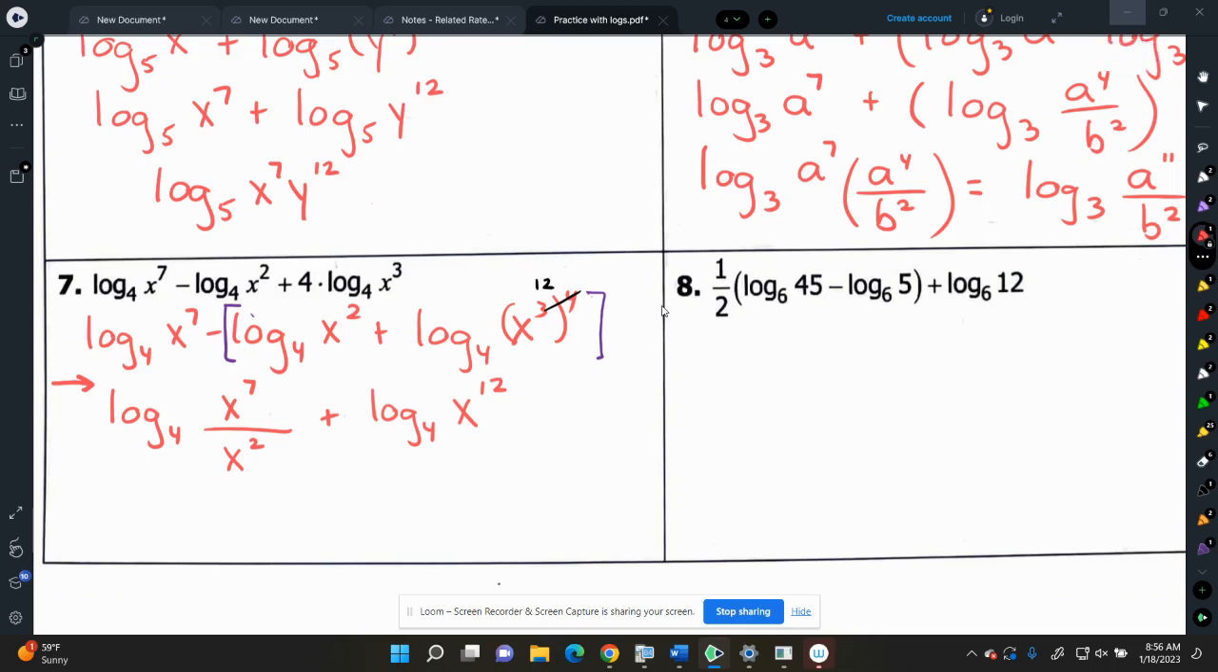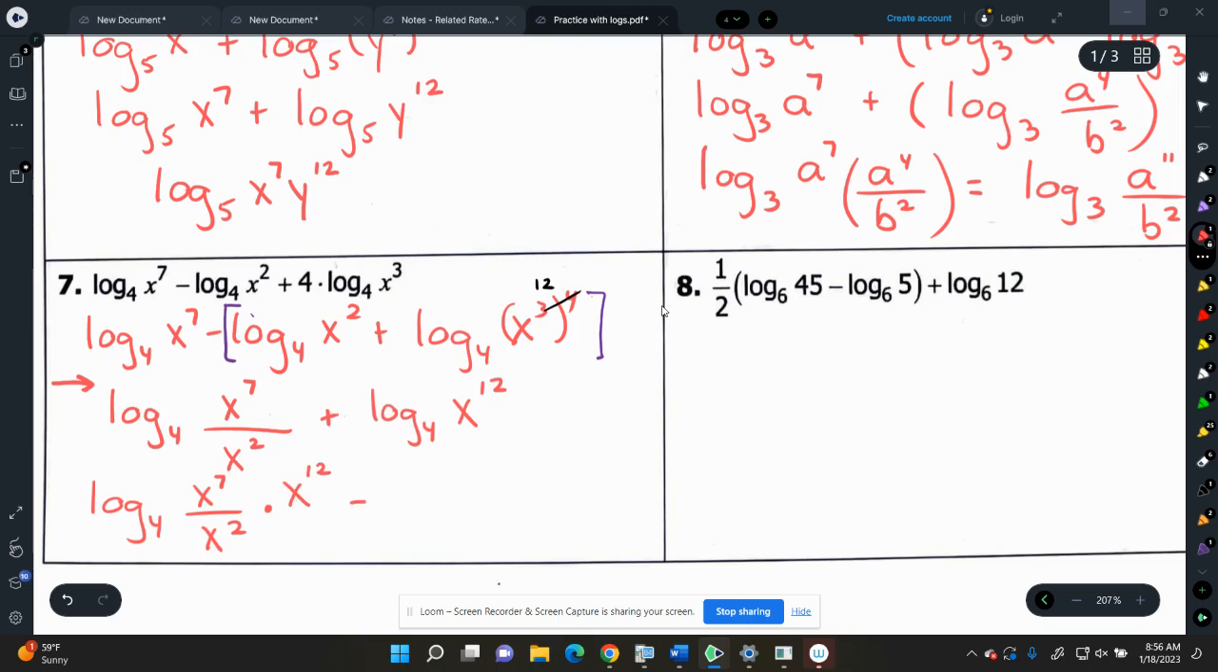Okay, now I'll go ahead and complete that. So log base 4 of x to the 7th over x to the second times x to the 12, which equals log base 4 of x to the 19 over x to the second, which is log base 4 of x to the 17.